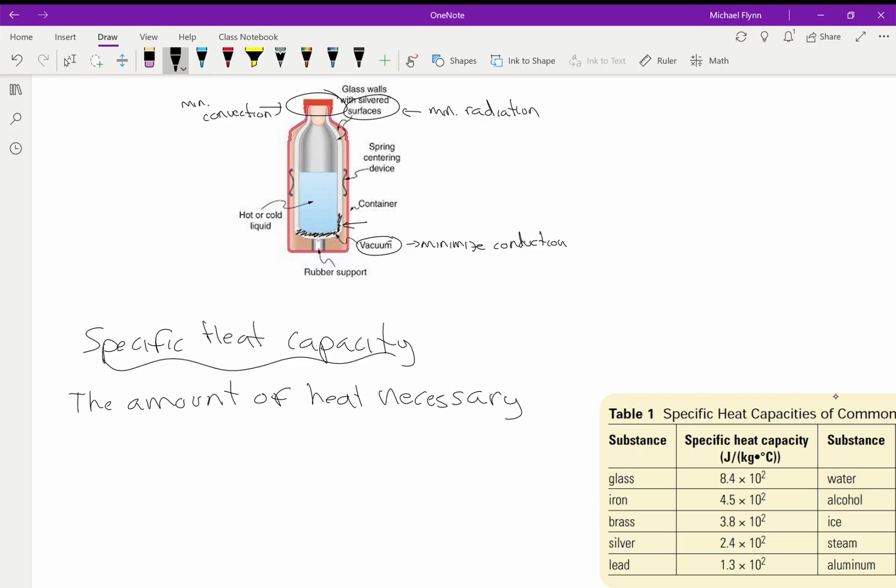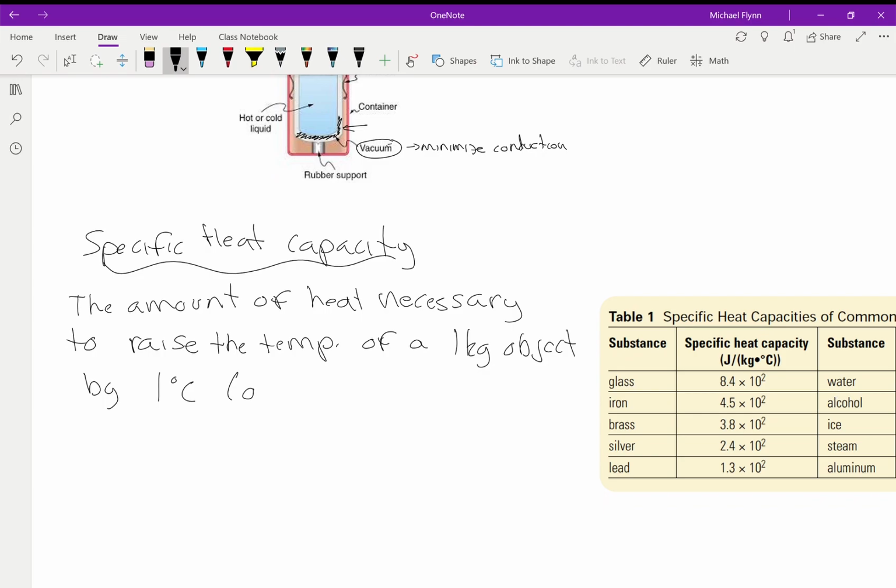To raise the temperature, I should have said, of a 1 kilogram object by 1 degree Celsius. Okay, or Kelvin, which happens to have the exact same size of unit. So that's why we kind of prefer Kelvin.